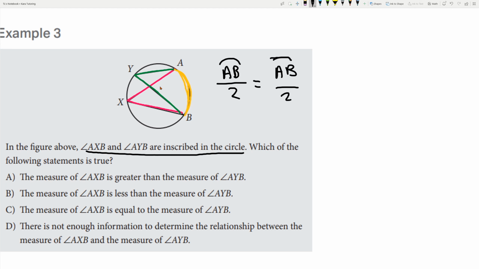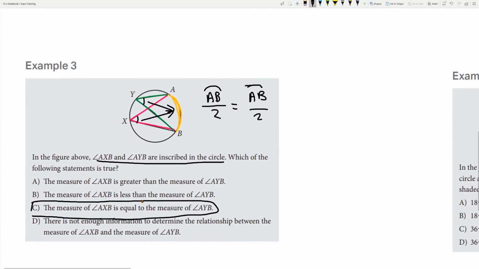Okay, so if we look at AXB, the arc that's facing opposite of the angle is going to be AB. And if you took AYB, it's going to be the same case. So they're going to be equal, actually. Oh, that's not it. C. Okay.